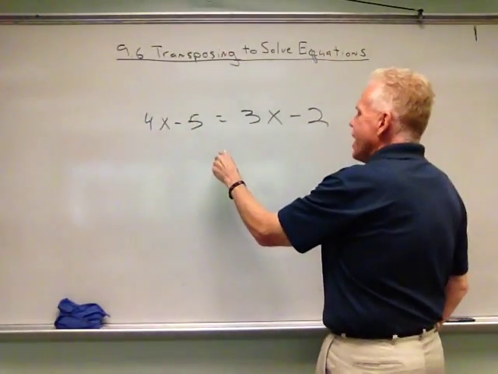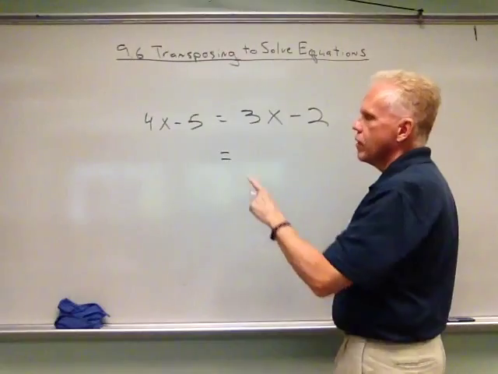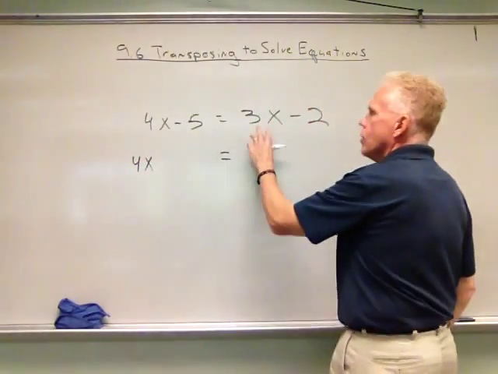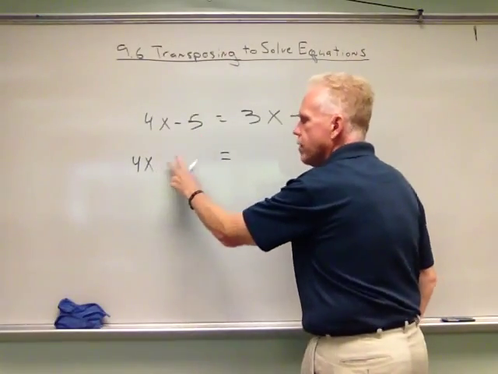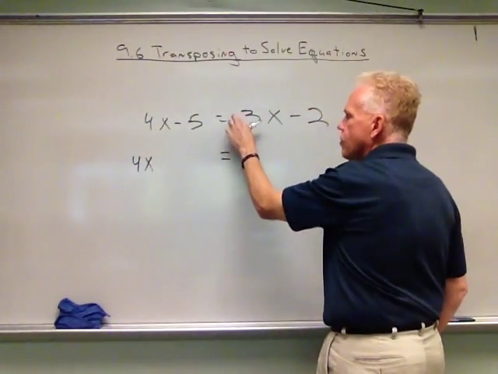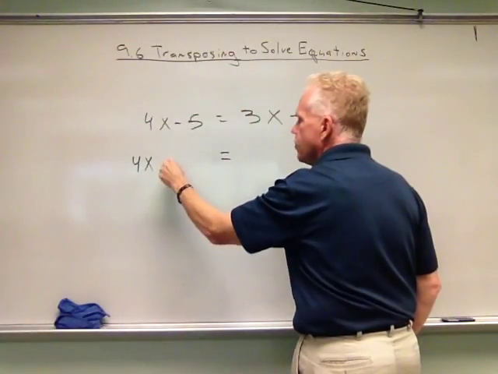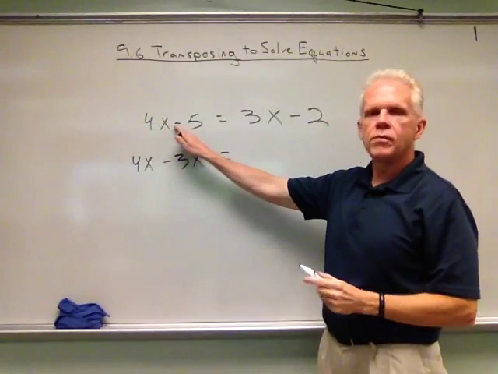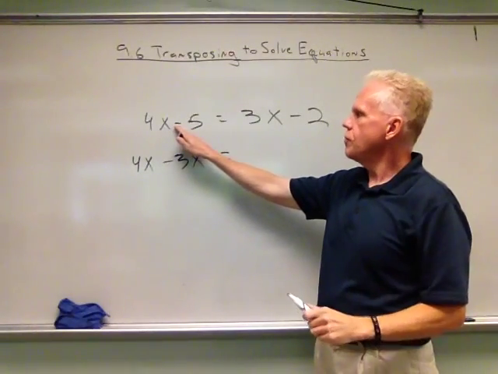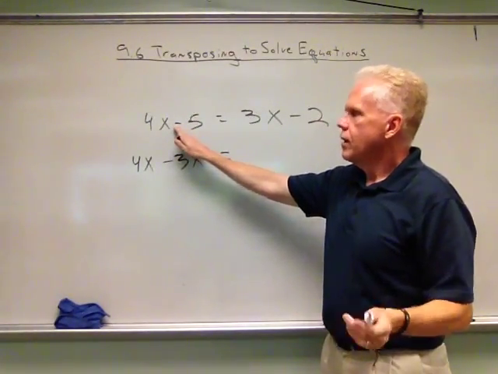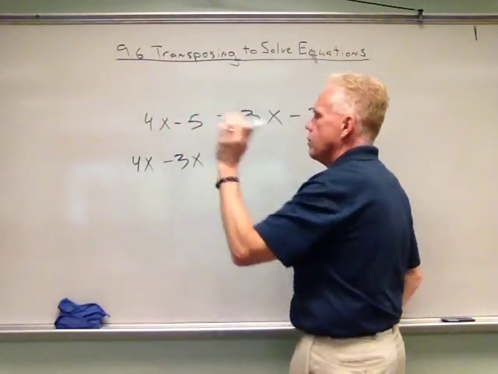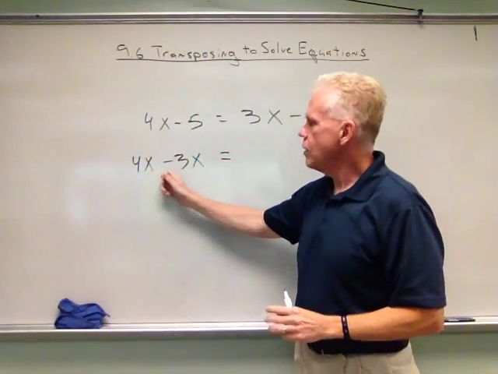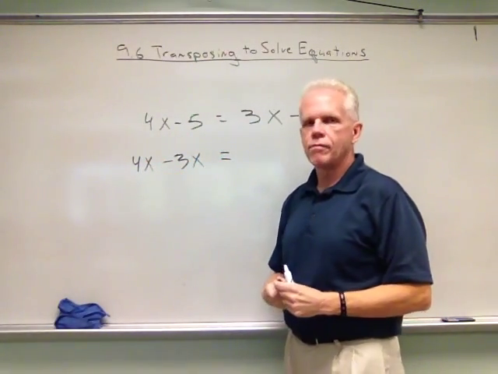Alright, so what I want to do quite simply is leave the 4x alone right where it's at, and transpose the 3x over here with it. The 3x is a positive right here. When it comes across, it becomes a negative 3x. Now, this negative has nothing to do with that negative. Don't be confused by that at all, please. The 3x was a positive, and when it came across the equal, it turned into a negative 3x.